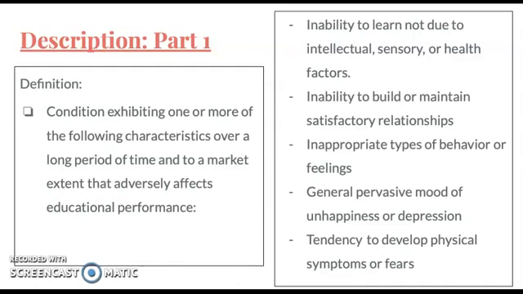So it's basically a condition exhibiting one or more of the following characteristics over a long period of time and to a marked extent that adversely affects educational performance, which includes inability to learn not due to intellectual, sensory, or health factors, inappropriate types of behavior or feelings, or even the tendency to develop physical symptoms or fears. The term includes children who are schizophrenic, but it does not include children who are socially maladjusted, which means a persistent pattern of violating social norms with substance abuse, or a person struggling with authority.